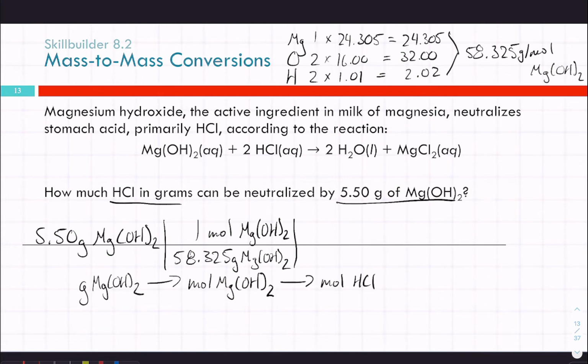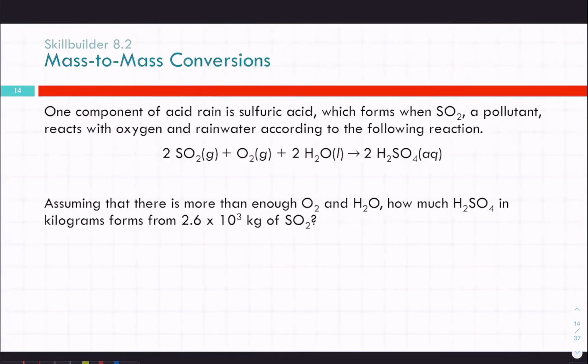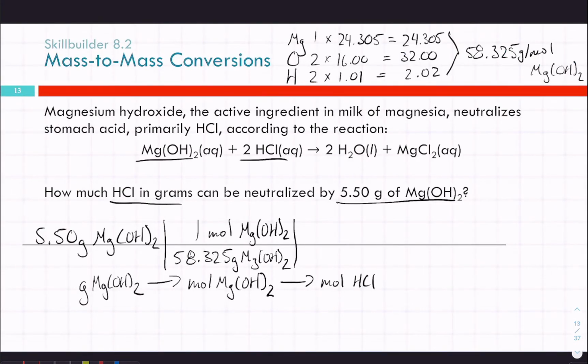Somebody new? Somebody from the silent back? The ratio between magnesium hydroxide, hydrochloric acid, just their coefficients. It's the number in front of magnesium hydroxide, HCl. Yeah, 1 to 2. So if there's no coefficient in front, it's an implied 1. And hydrochloric acid has a 2. So we'll take our ratio there, 1 mole magnesium hydroxide to 2 moles of HCl.